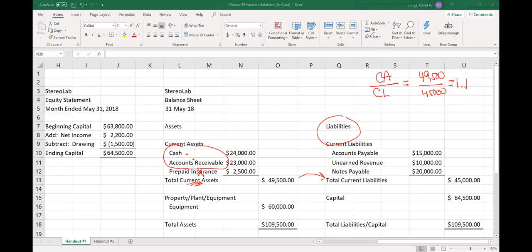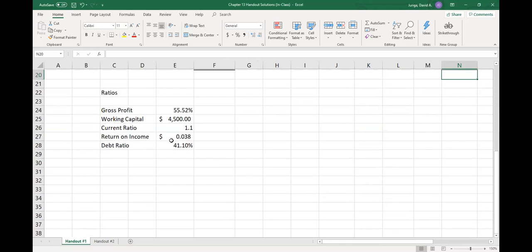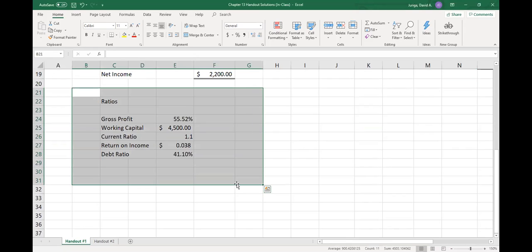Okay. So let me go back over here. A couple more things. I'm going to wrap this up, and I want to get to the study guide. I'll have a few minutes to talk about that. Here are all the key ratio answers right here. We already talked about working capital and current ratio. The other three, I'm just going to talk briefly about for a minute here.